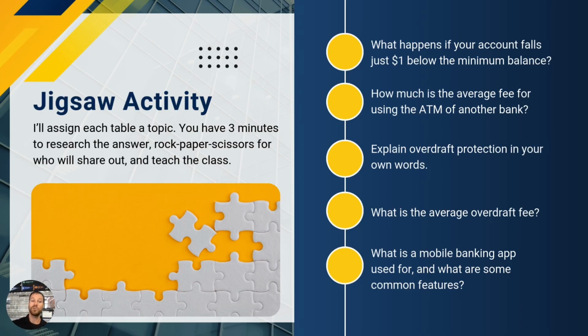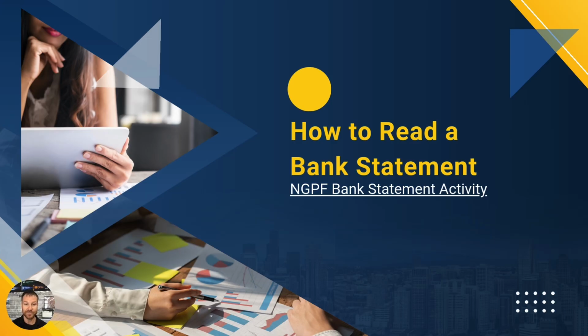We then move into a jigsaw activity so that we can answer some commonly asked questions. And I have my students do this in table groups so that we can find out the solution to these problems right away instead of having to individually research them. So I give them these 5 different questions, one per table group. I give them approximately 2 to 3 minutes to find a solution. We share it out, and then the entire class gets the benefit of all that information in a much shorter amount of time. The next piece is brought to us by our friends at Next Generation Personal Finance.